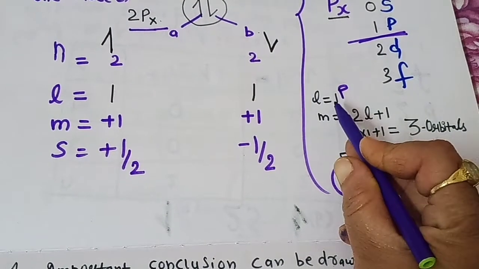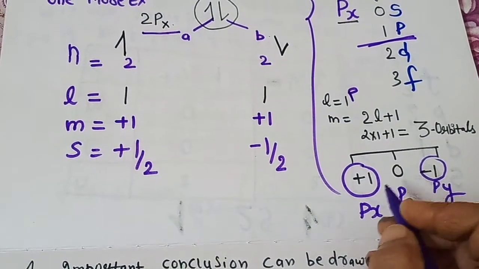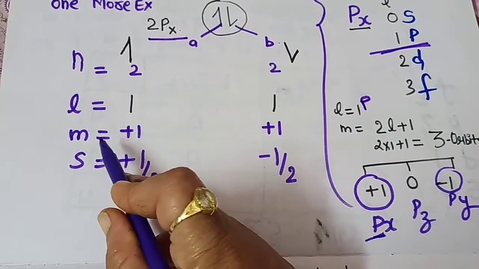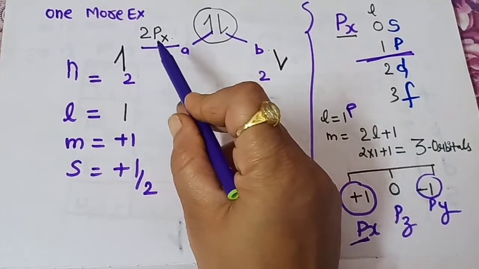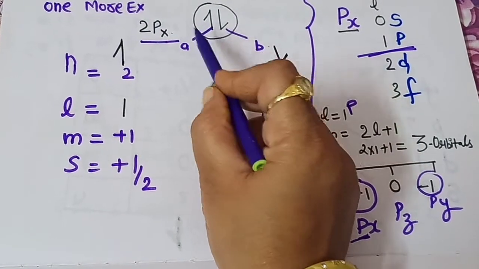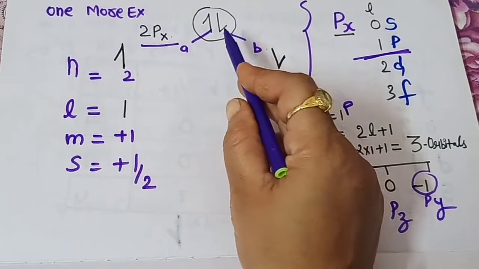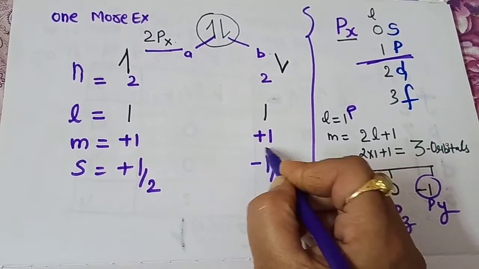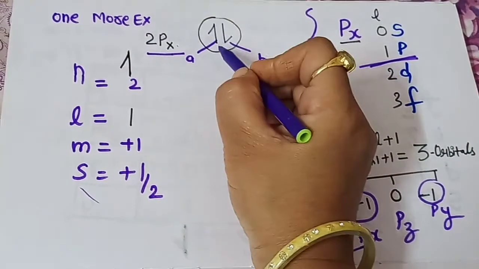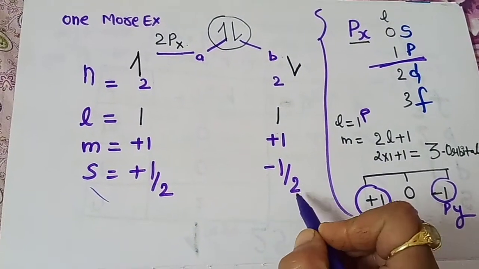This value we put on the number line. It extends from minus L to plus L. So plus 1 is for the px orbital, so here m will be plus 1. Similarly, this electron is also in the px orbital, because one orbital can accommodate 2 electrons, so m is equal to plus 1. For electron B also, m is equal to plus 1. But what about the spin quantum number? It is clockwise spin, so it will be plus half. It is anti-clockwise spin, so it will be minus half.